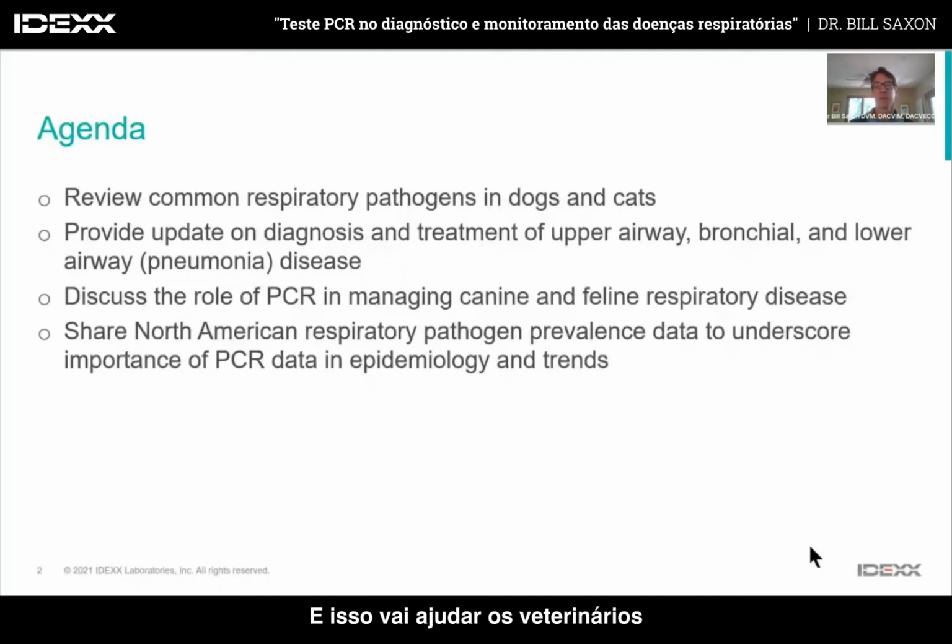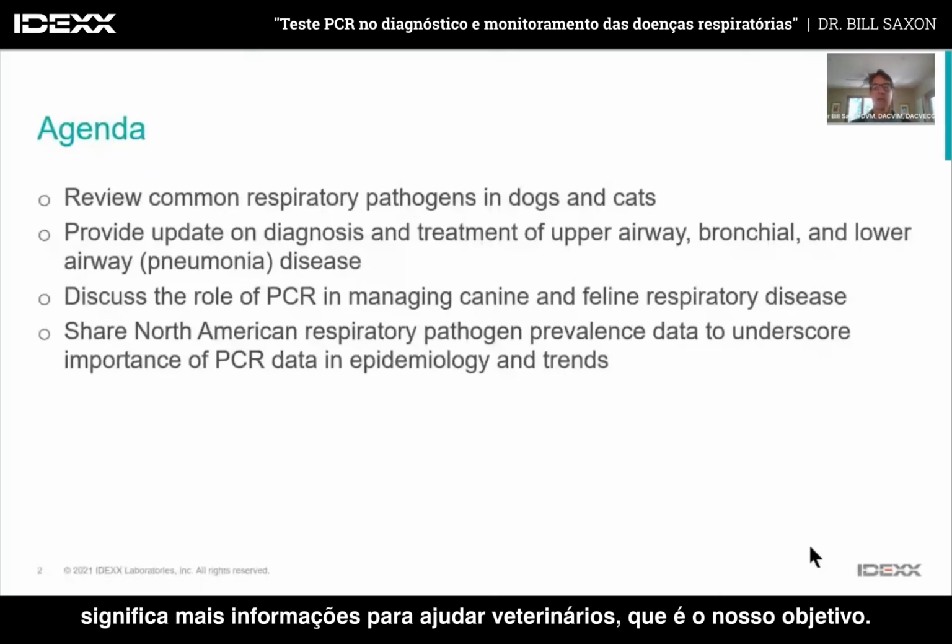And this will just help veterinarians address the most important organisms in their patients, which also, by the way, where does the data come from? People sending in samples for PCR testing. So it's kind of this virtuous cycle, right? The more information that we get, the more information we have to help veterinarians, which is the whole point.